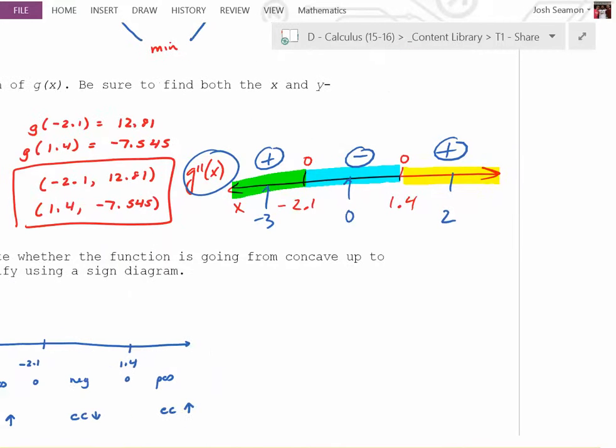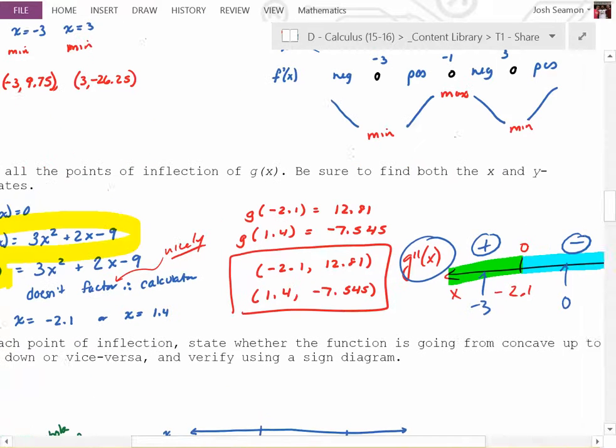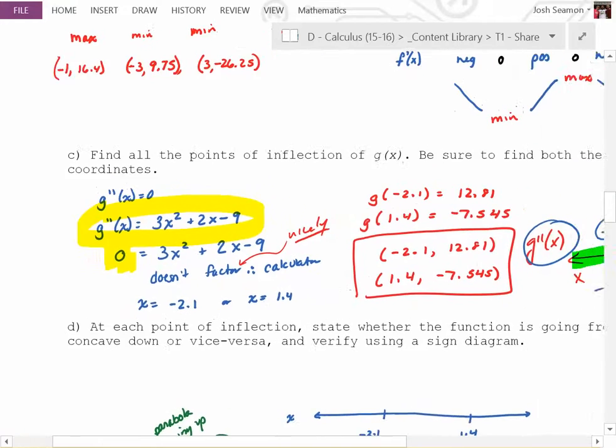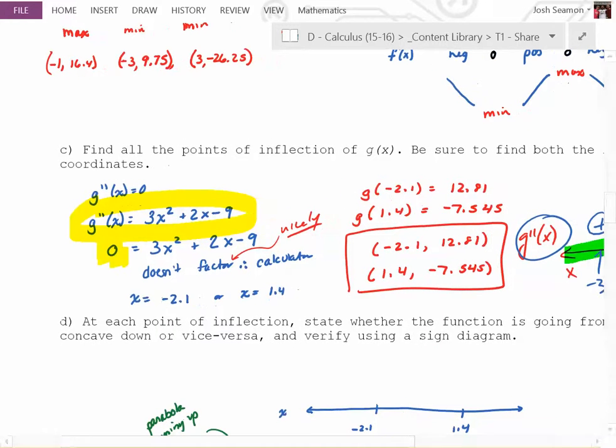So are these points of inflection? Yes. They occur at negative 2.1 and 1.4, but what does it actually want you to find? We haven't found the what? The y values. So what do you do to find the y values? You plug these into what? Do you plug into the regular? You plug them into g of x. You plug them into the original equation.